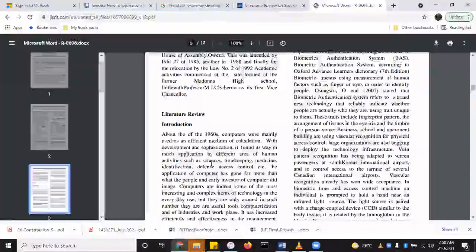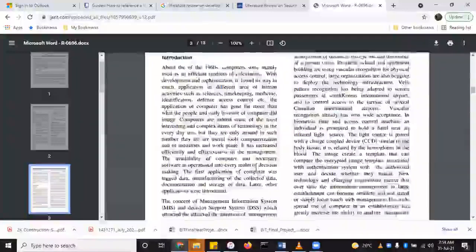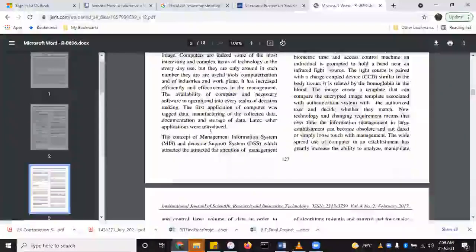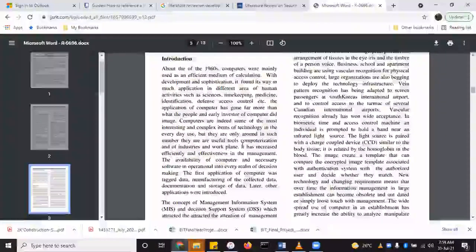1960s. Computers were mainly used as an efficient medium of calculation. With development and sophistication, it found its way in much application in different areas of human activity, such as sciences, timekeeping, medicine, identification, defense, access controls, and so on. I'm just going to scan through his stuff. So I see a number of concepts, illustrations, and definitions on biometric systems.